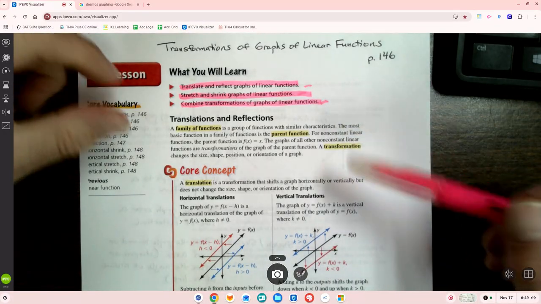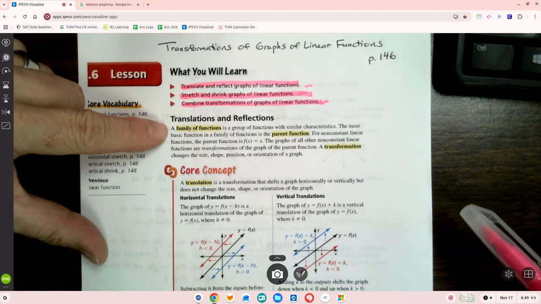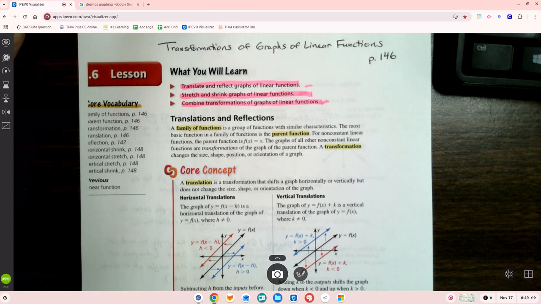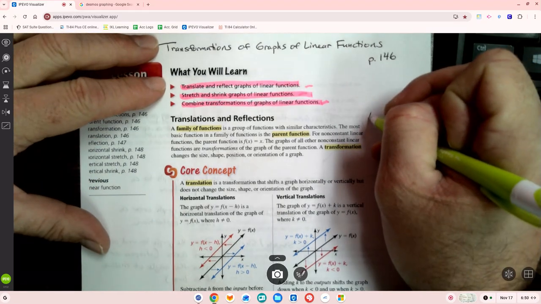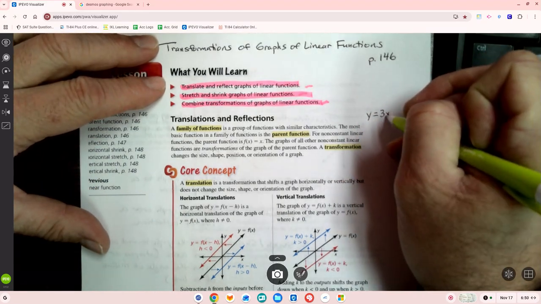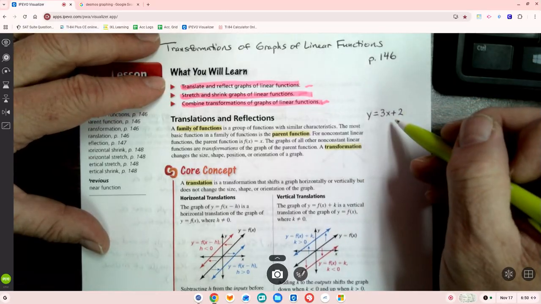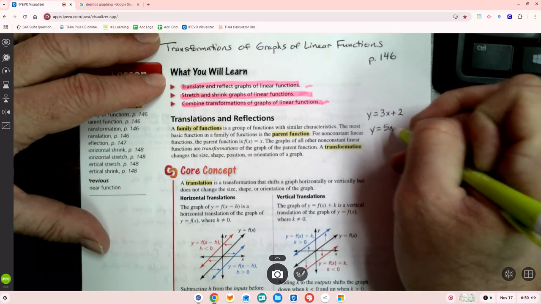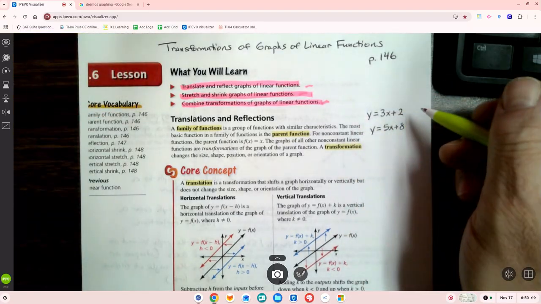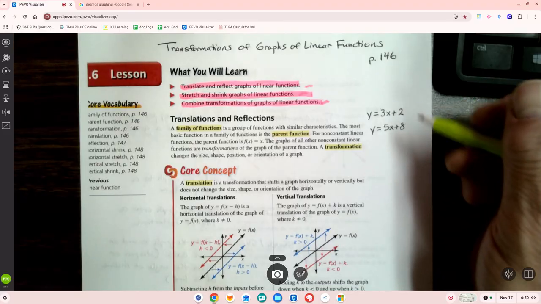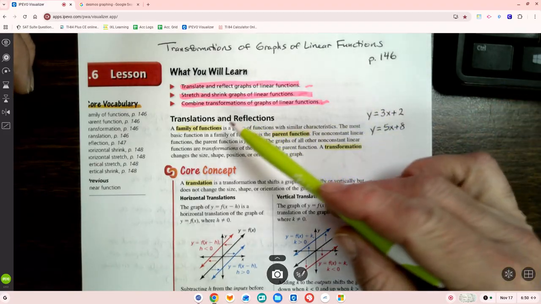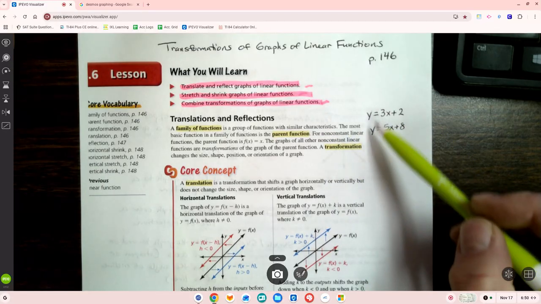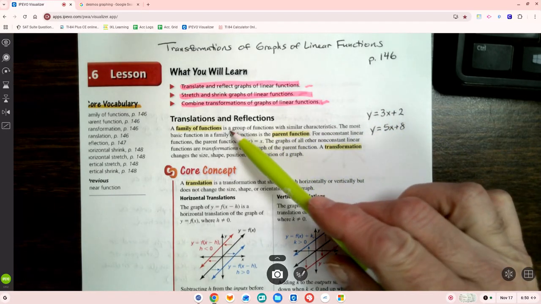So first of all, let's get some basics out of the way. A family of functions, it says here, is a group of functions with similar characteristics. So here would be an example. If you think about an equation for a line, like this would be an equation of a line in slope-intercept form. If I wrote another equation of a line in slope-intercept form, these would be part of the same family. They're both equations in slope-intercept form. So when you see a family of functions as a group of functions with similar characteristics, any equation in slope-intercept form would be part of a family.